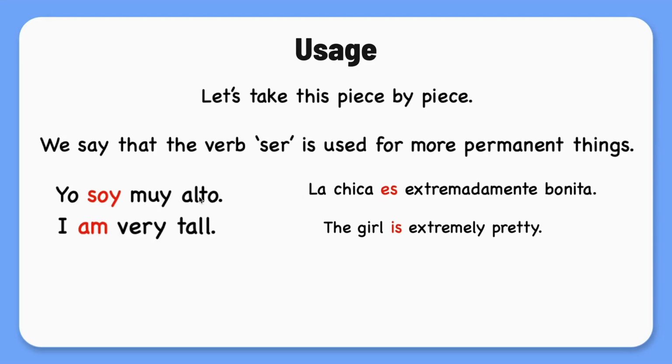Highlighted in red, you have the verb ser, or the verb to be. We use this verb because these cases describe permanent things, which are characteristics of these people. These things don't change. If yo soy muy alto, I'm not going to wake up tomorrow being a midget. You understand? It is a permanent characteristic, and that's why we use the verb ser.